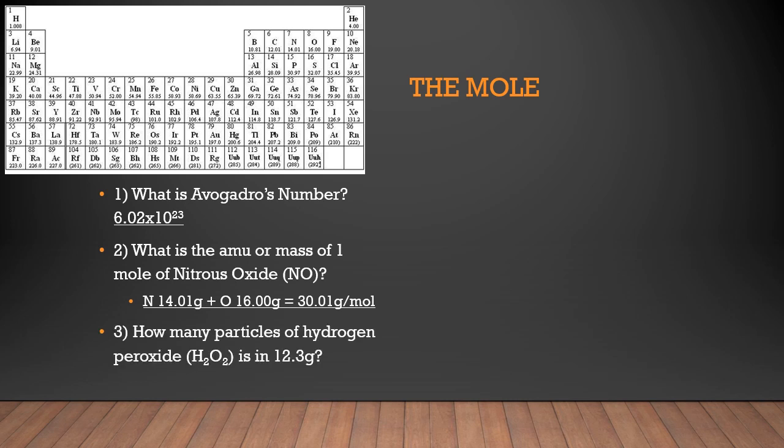Simple as that. So, how many particles of hydrogen peroxide, H2O2, is in 12.3 grams? So, we're going to put these together. First, we start off with defining hydrogen and oxygen. We need to know what the atomic weight is of hydrogen peroxide. So hydrogen, when you come here and look at the weight on the table, it's 1.008, and we need 2 of those.